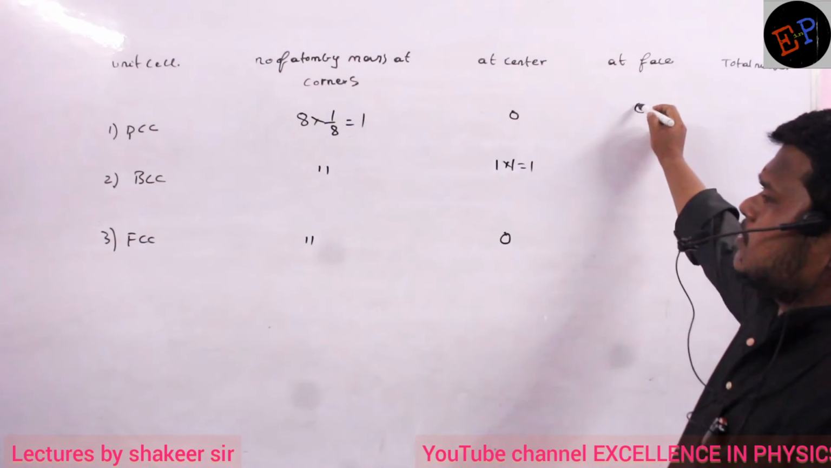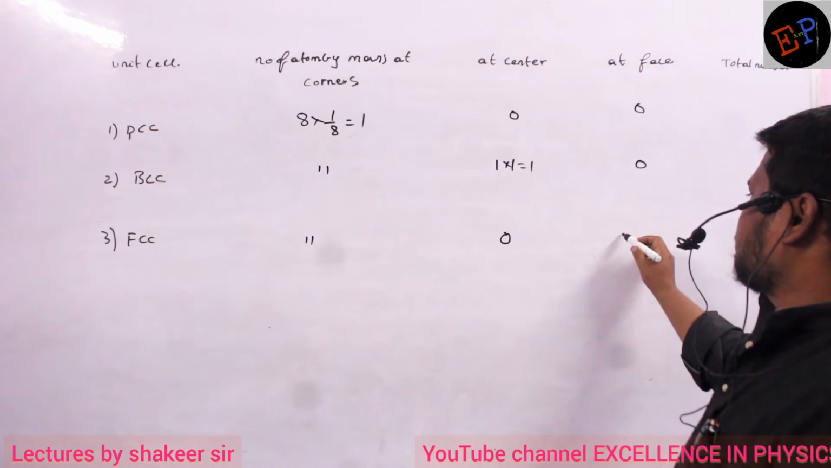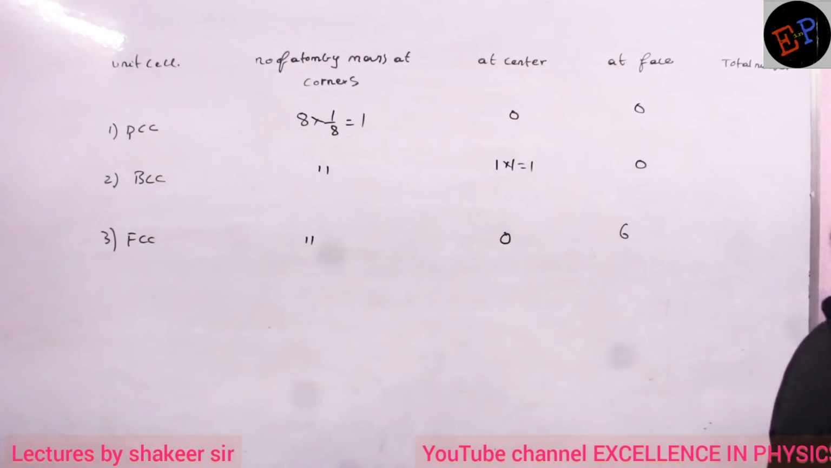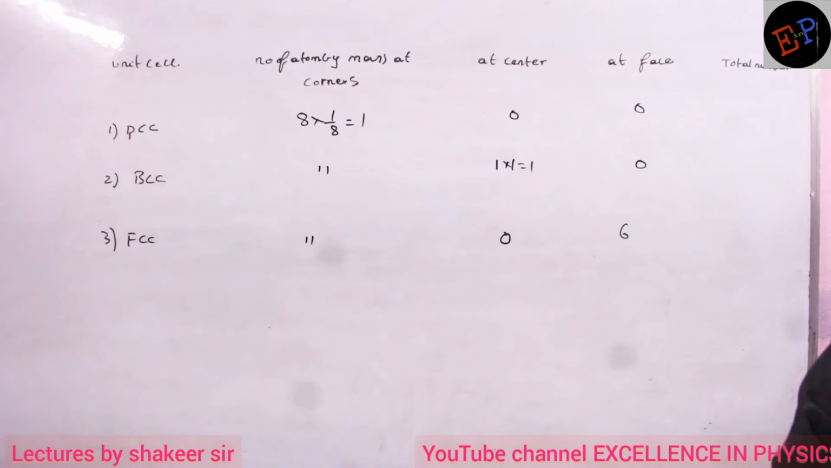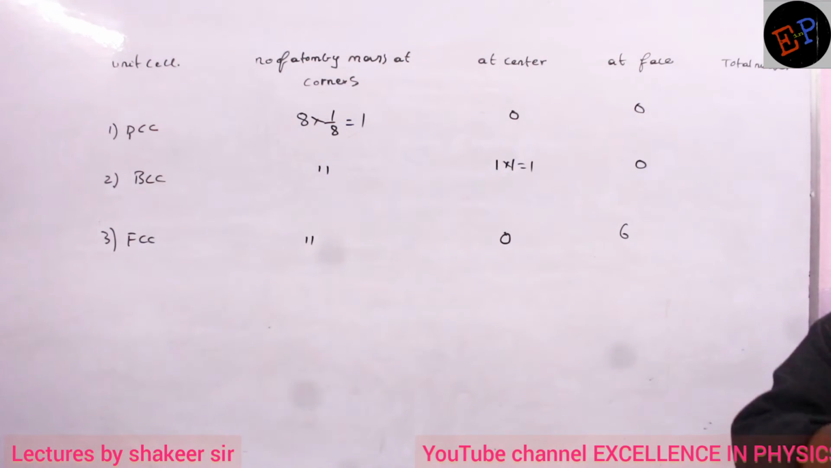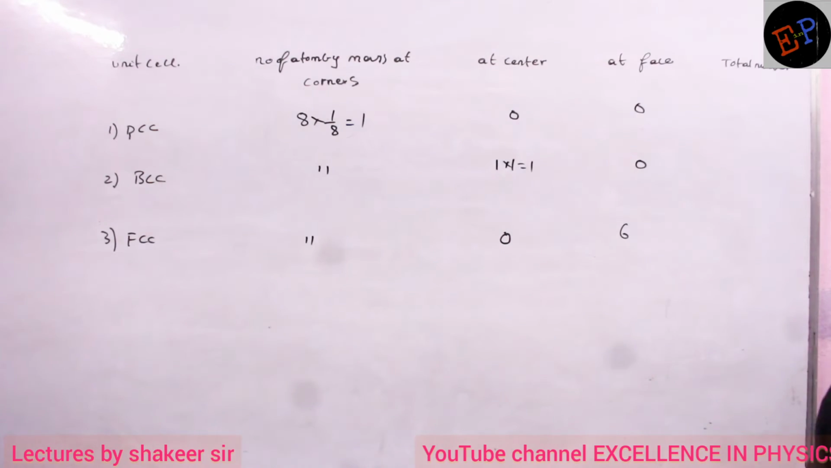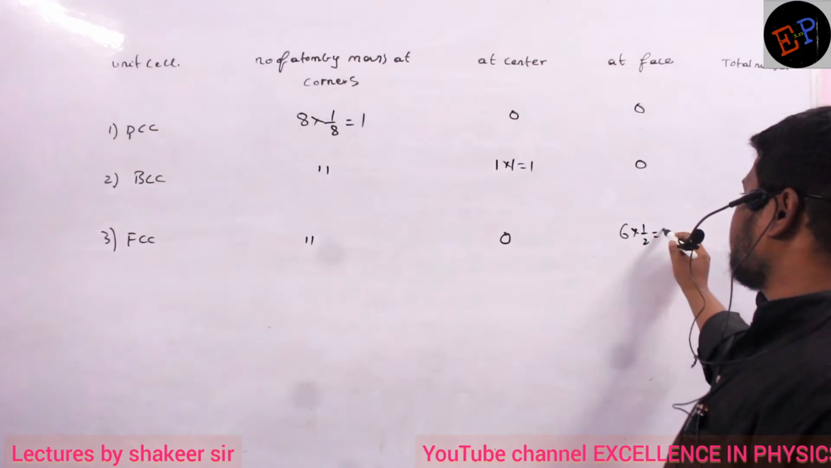Here it is 0. BCC also it is 0. But in FCC, a total of 6 atoms are present. And when an atom is present on the face, how much will be the contribution of each atom? 1 by 2. We already studied this. Suppose it is on a face; if you place another unit cell on that face, 2 unit cells cover one complete atom. So therefore 6 into 1 by 2 is how much? It is equal to 3.